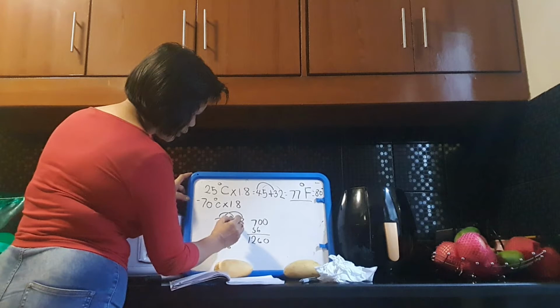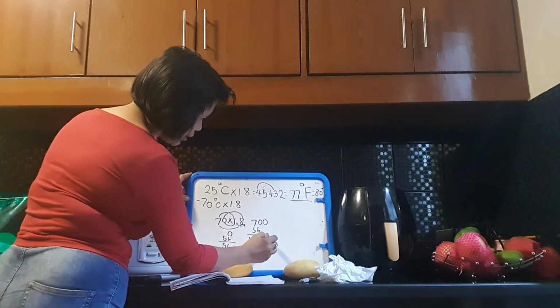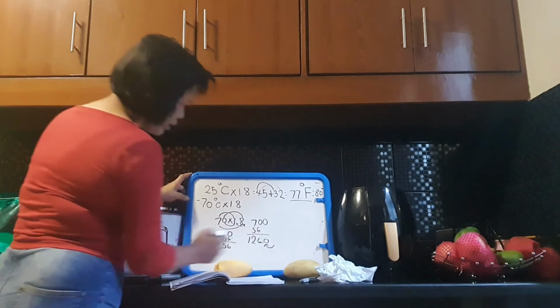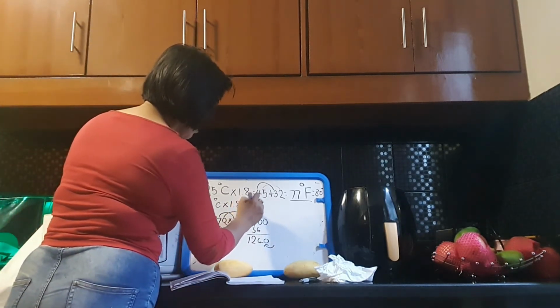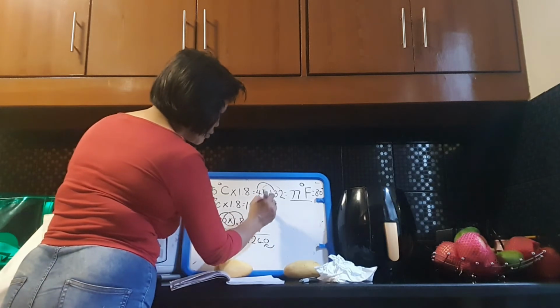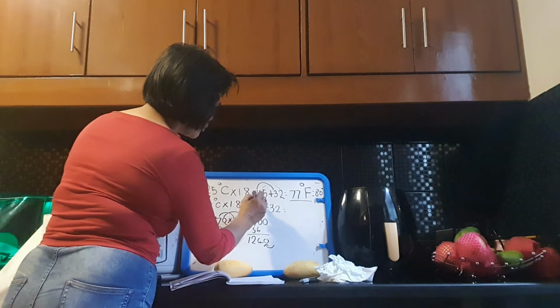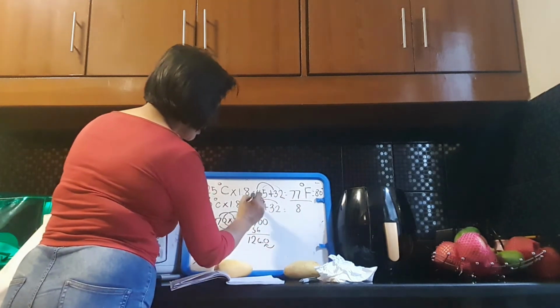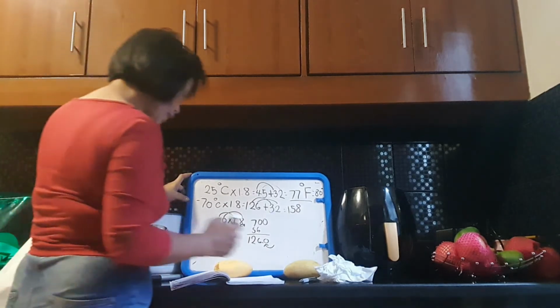Meron tayong decimal point. Ayan ang decimal point natin. So, 1. Okay, pag gano'n. And then, ito kaya nga, 1. Okay. So, your answer would be 126. I-plus ninyo ngayon ng 32. So, that would be 6 plus 2. That would be 8. 2 plus 3 is 5. And then, 158. Okay?